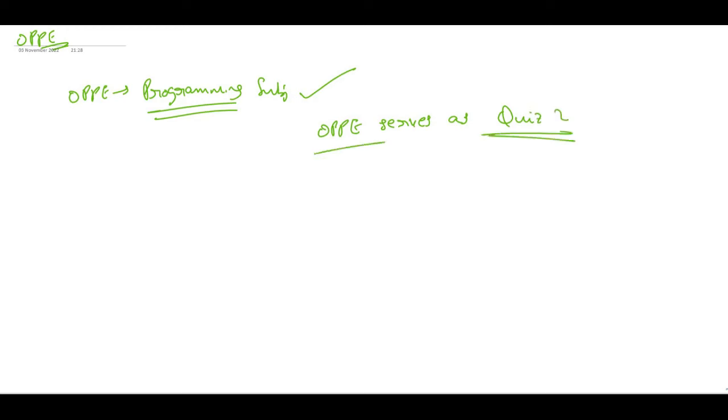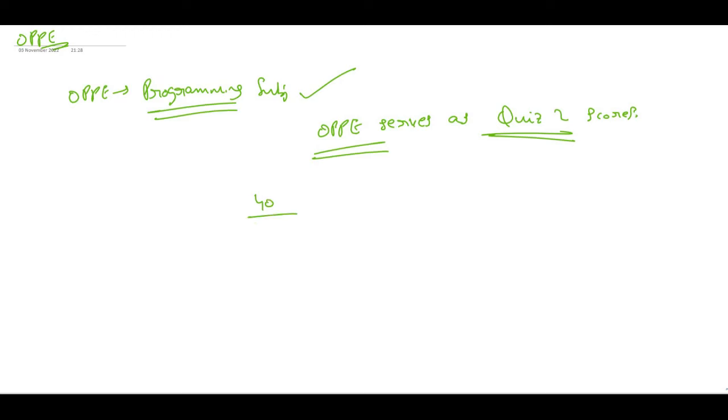OPPE is for programming subjects. Only the subjects which are included for programming purposes will be conducted through OPPE. The main objective of an OPPE is that it serves as your quiz 2 scores, and I'll just give you the important points in the very beginning so that you can remember them with perfection.